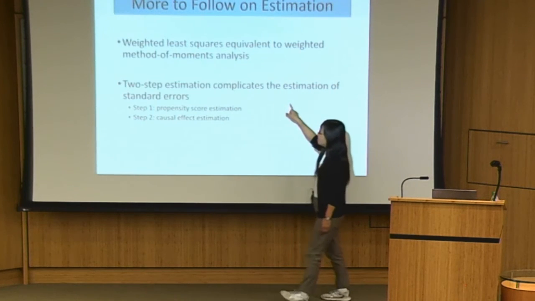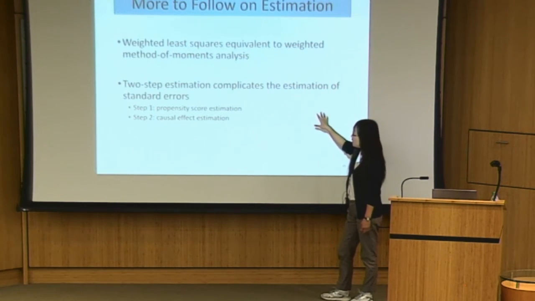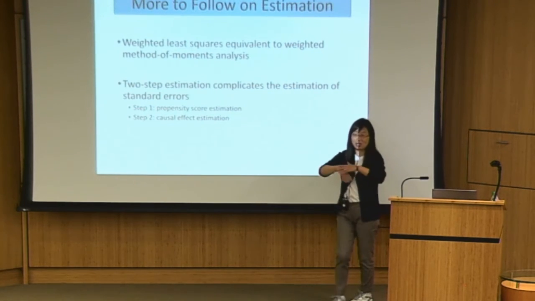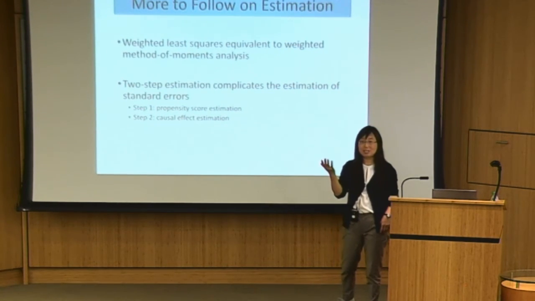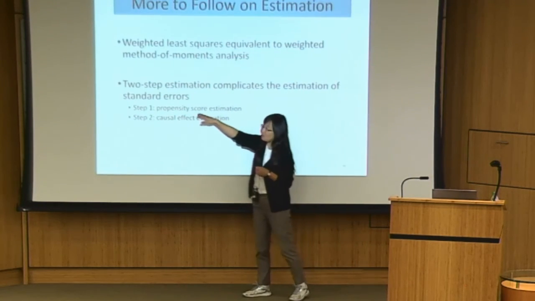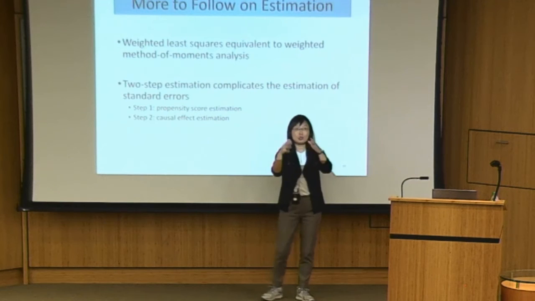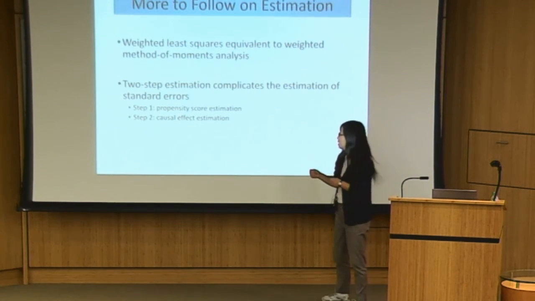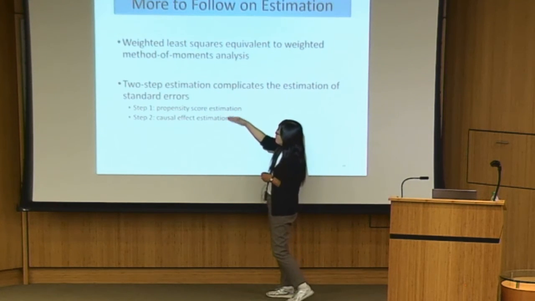This is tricky. The issue has to do with estimating standard errors. Just like any causal inference that involves propensity scores, it typically comes in 2 steps. The first step is to estimate the propensity score. And then the second step is to use it to reduce selection bias in estimating the causal effect. So that's called a 2-step estimation problem.